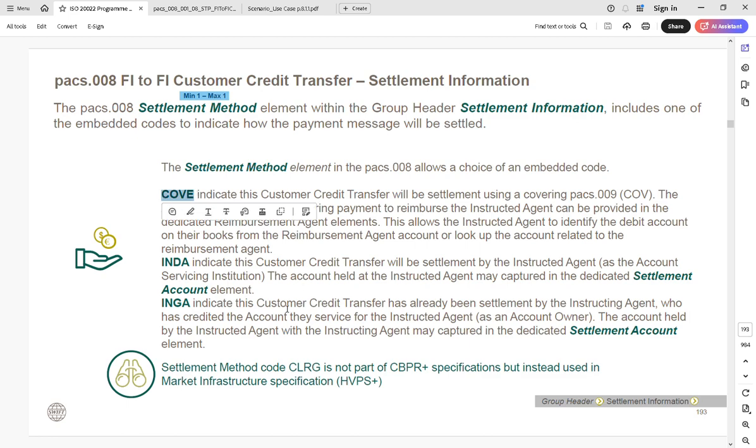Whatever methods I am having now contain only INDA and INGA. They are not having any cover method here because those are PACS008 scenarios. If I show you, this is not a cover payment.